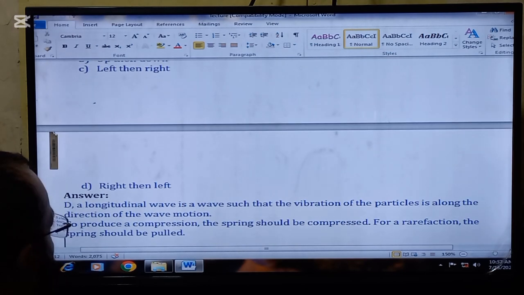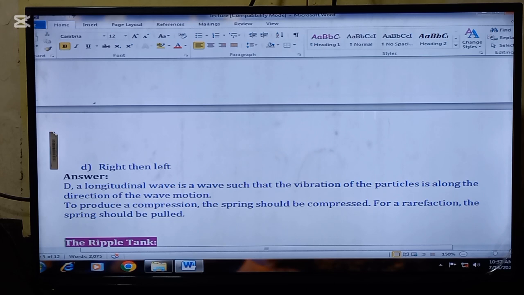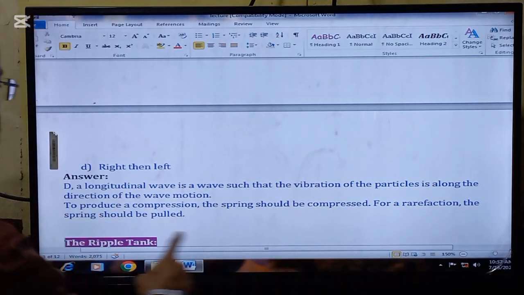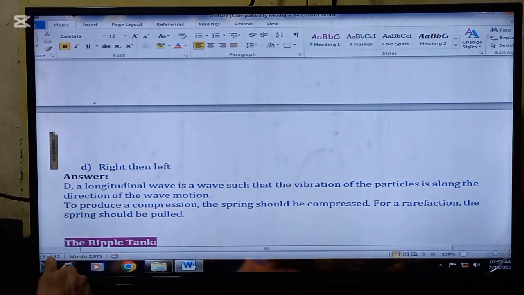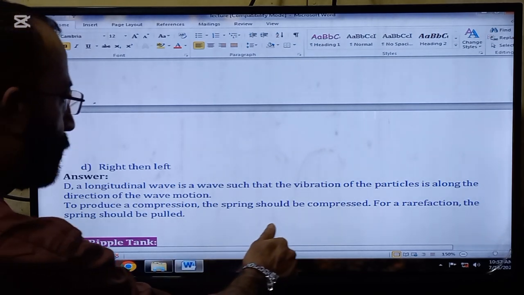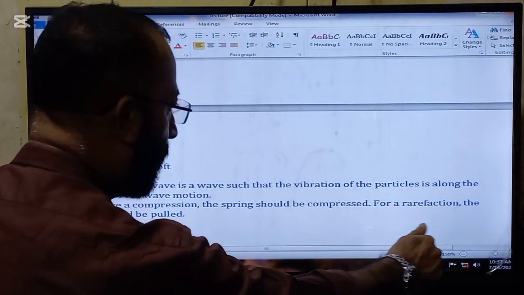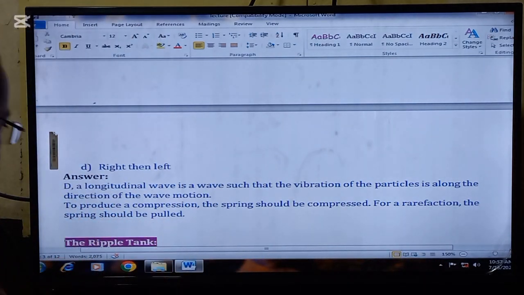So look now. D, a longitudinal wave is a wave such that the vibration of the particle is along the direction of the wave motion. To produce a compression, the spring should be compressed. For a rarefaction, the spring should be pulled.